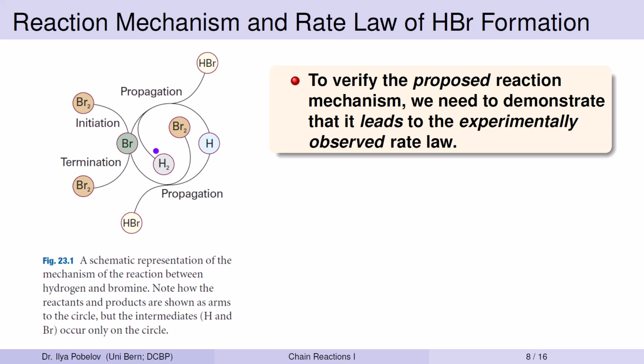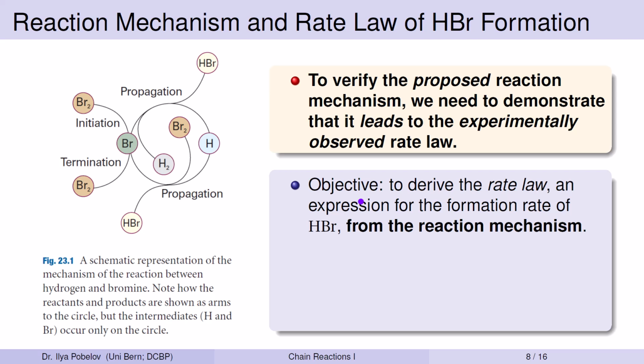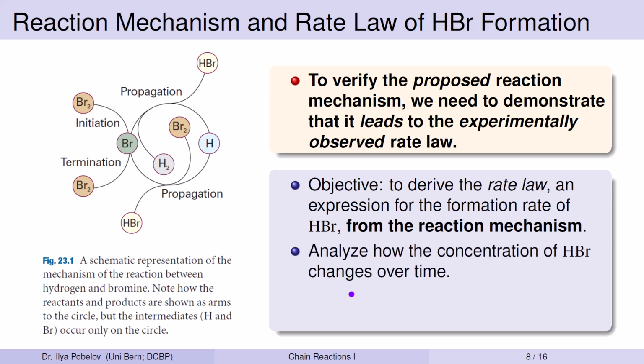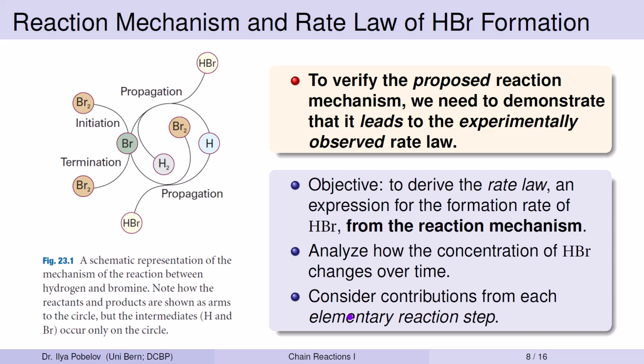Now, an important point. To verify the proposed reaction mechanism, we need to demonstrate that it leads to the experimentally observed rate law. Our objective now is to derive the rate law, an expression for the formation rate of hydrogen bromide, from the reaction mechanism. To do this, we analyze how the concentration of hydrogen bromide changes over time, considering contributions from each elementary reaction step.